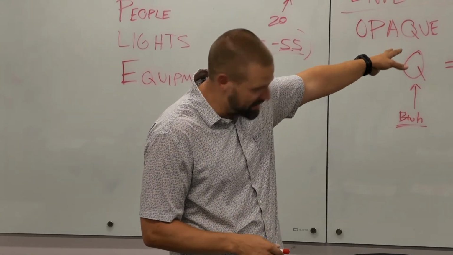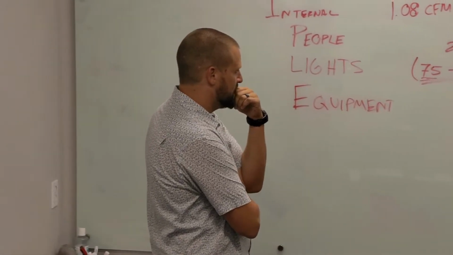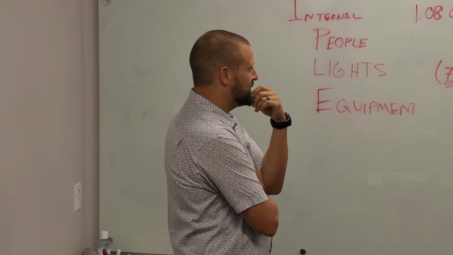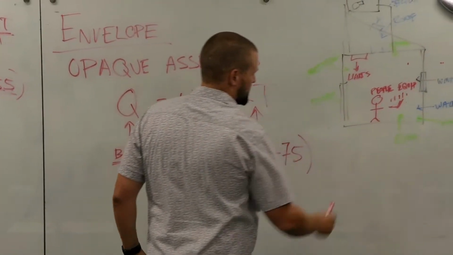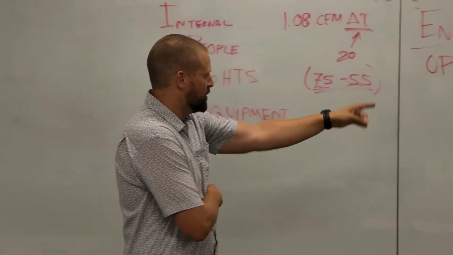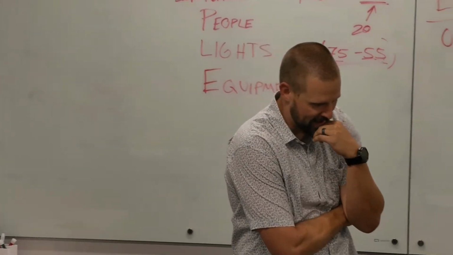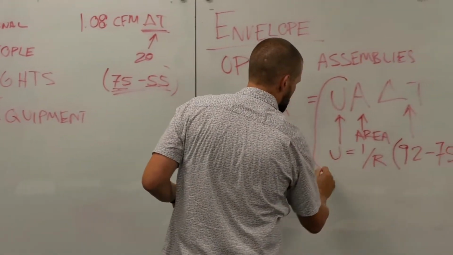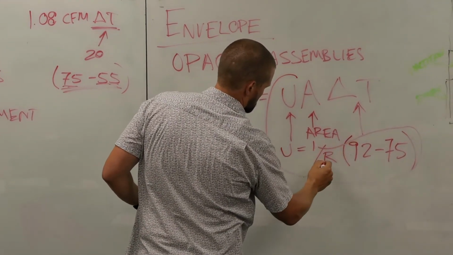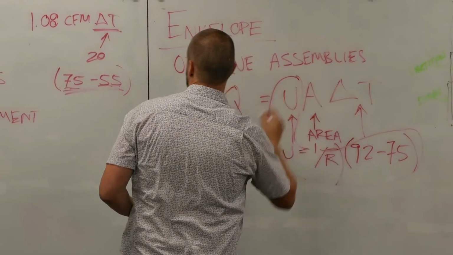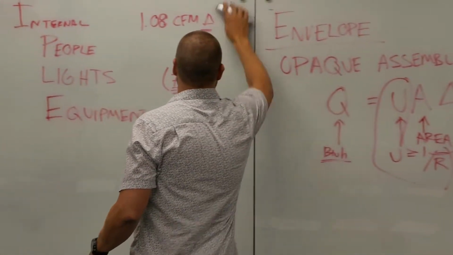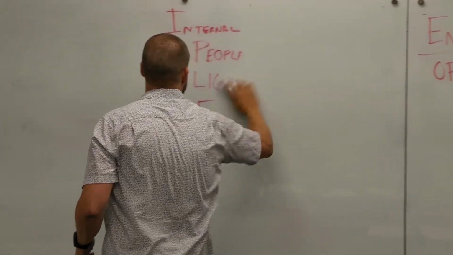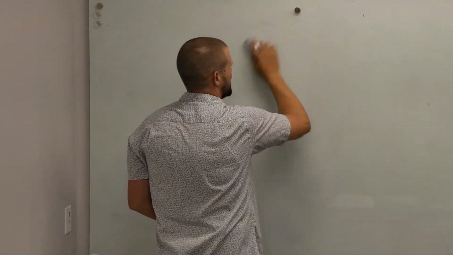Okay, so why are we talking about this equation? This is how we get the load associated with walls. And how do we come up with these U factors? So the way we come up with these U factors is we need to understand how the building's constructed.